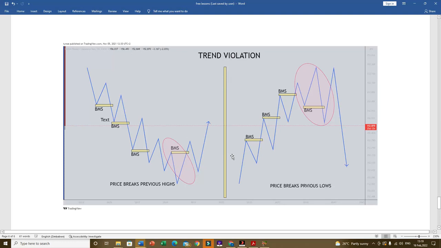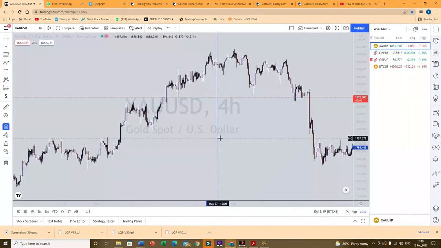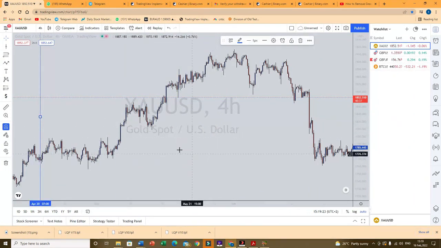So let's go to the chart and try to identify this first type of reversal. Let's go to the chart and identify a few examples of trend reversal. Okay, so I'm on gold. This is gold, right? I chose this very point for our case study. So let's look at what is actually happening here.